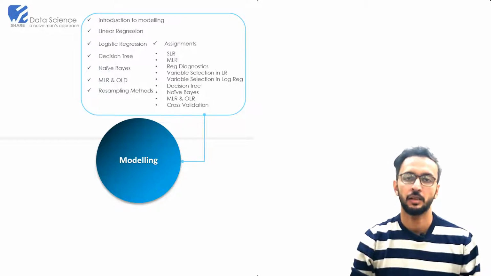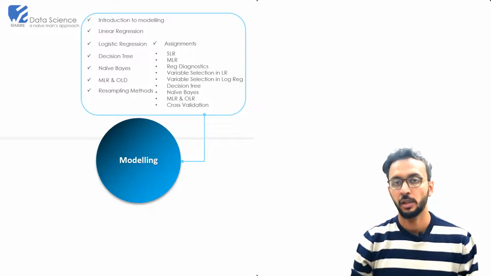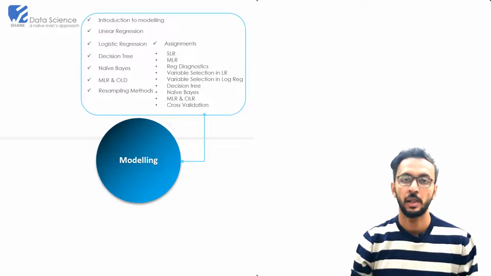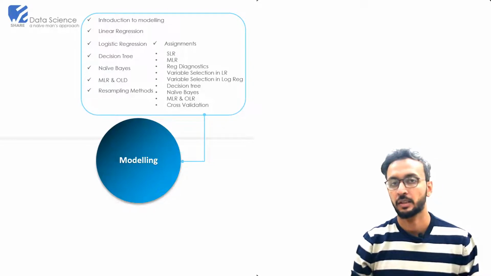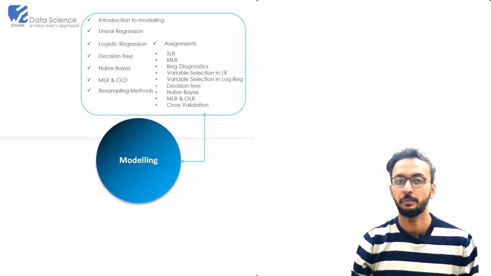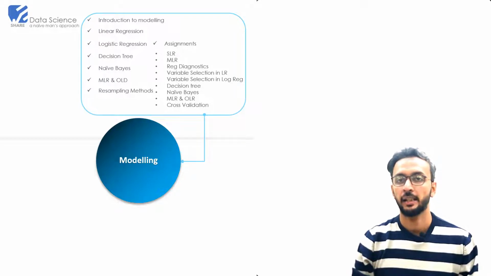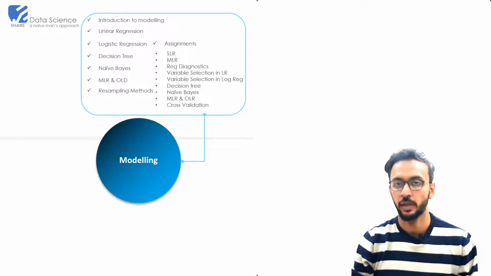Then we started learning different algorithms in detail, such as linear regression, logistic regression, decision tree, naive Bayes, multinomial and ordinal logistic regression, and resampling methods. Then we built models using algorithms such as simple linear regression and multiple linear regression. We also did regression diagnostics and variable selection. Then we built decision trees for both regression as well as classification. And then we did multinomial and ordinal logistic regression. And finally we did cross-validation. So we actually covered a lot of stuff. So I highly recommend you go and check it out if you haven't done so already.